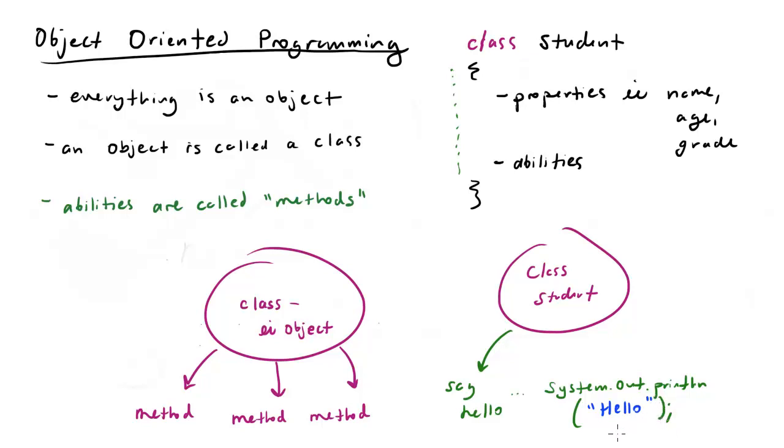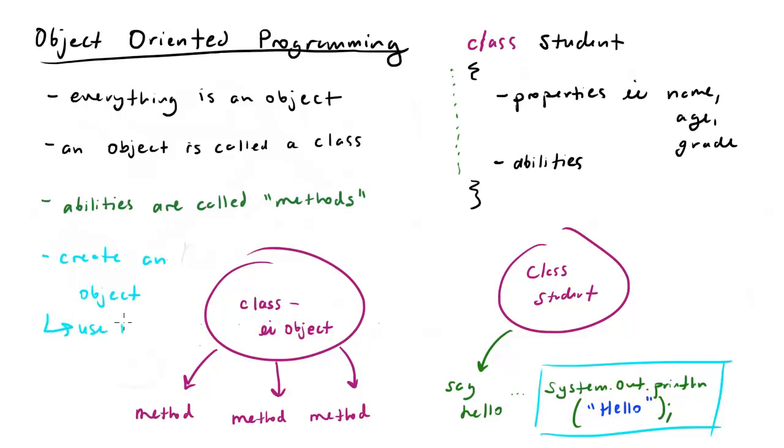And so in that sense, I'm no longer dealing explicitly with this command here. I now have a hierarchy in which I can create an object, and then use its abilities.